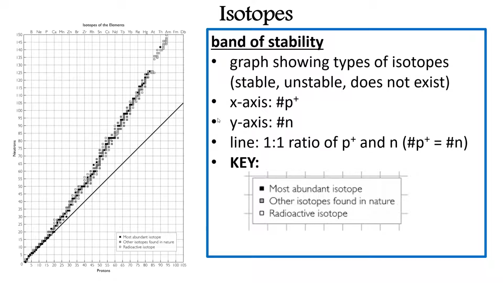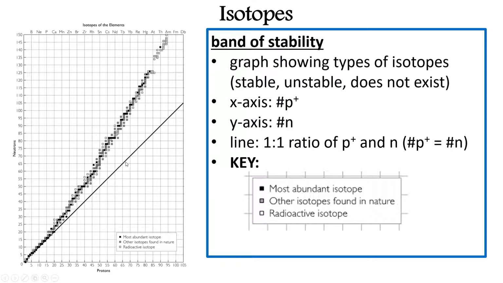All of this can be shown on the band of stability, which is a graph. So the graph shows us those different types of isotopes. Remember, whenever you're reading a graph, you always want to look at what's on the X and Y axis. So here we have the number of protons on the X axis and the number of neutrons on the Y axis. The line in the middle is just showing you what it would be if you had the same number of protons and neutrons. So like here, 65 protons, 65 neutrons.